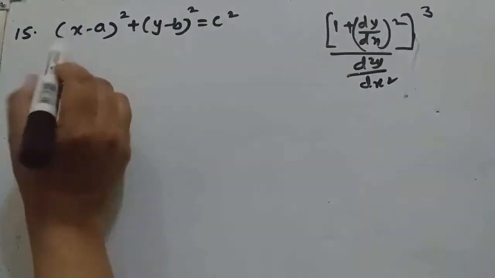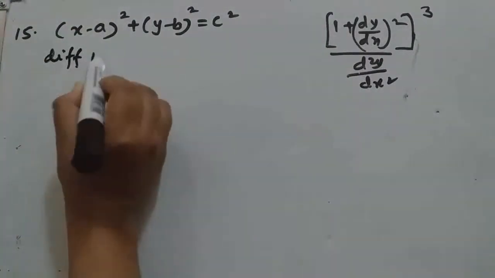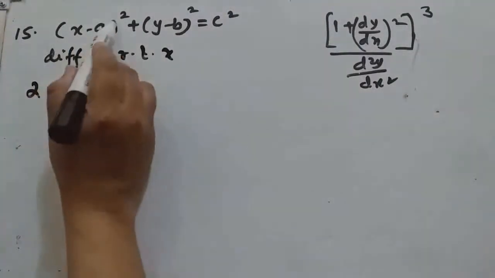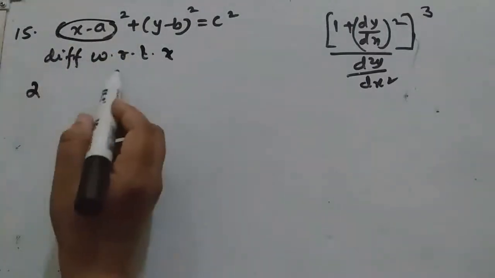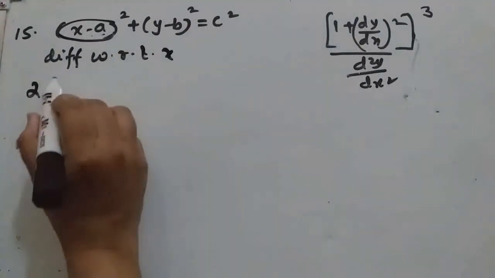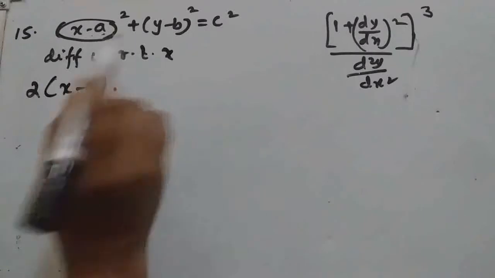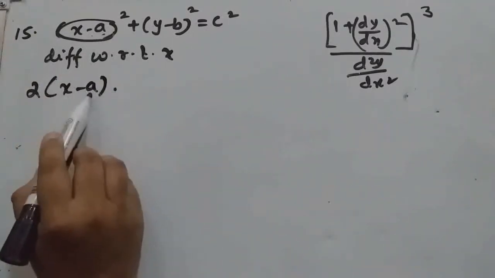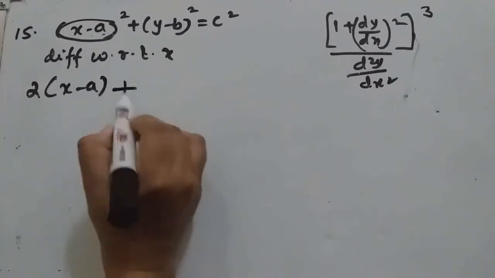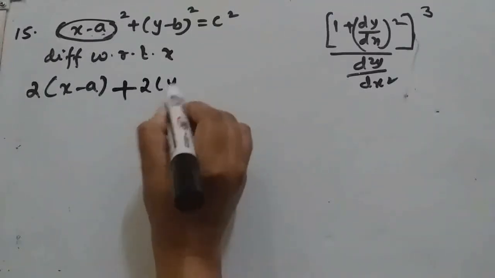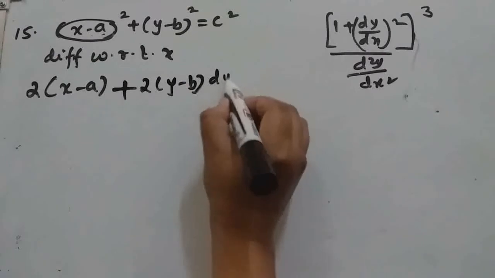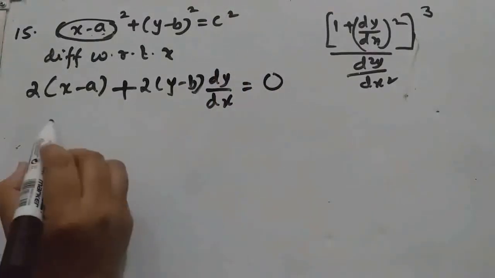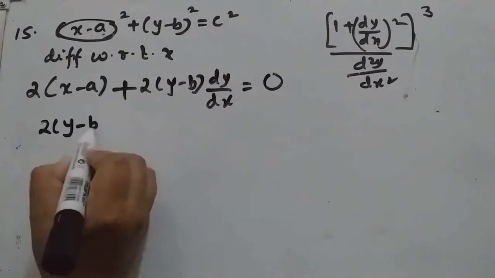So now differentiate with respect to x. So the power rule we can apply, isn't it? x square means 2x. So (x minus a) square means 2(x minus a). Then derivative of this composite function: derivative of x is 1, derivative of a is 0, so 1 will come here. Plus here also 2(y minus b), but derivative of y will come dy by dx. Derivative of c square is 0. So we should find dy by dx.